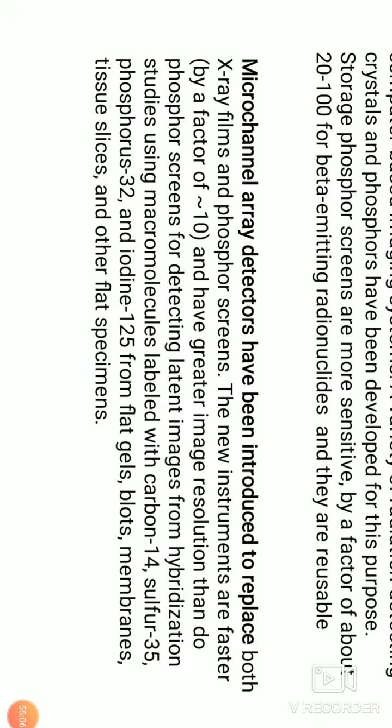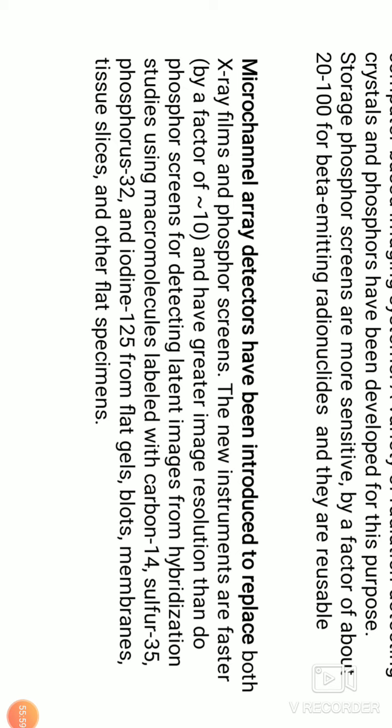Microchannel array detectors have been introduced to replace both X-ray film and phosphor screens. First, the majority of use was X-ray films; whatever I used also was X-ray films. Now you have phosphors, and more advanced than that are microchannel array detectors. The new instruments are faster by an order of 10 than phosphor screens, and have greater image resolution than phosphor screens, for detecting latent images from hybridization studies using macromolecules labeled with carbon-14, sulfur-35, phosphorus-32 and iodine-125 from flat gels, blots, membranes, tissue slices and other flat specimens.